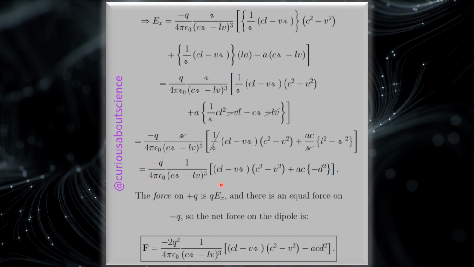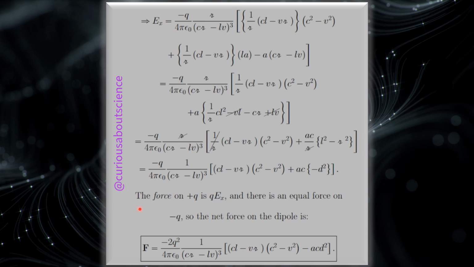Okay, so as you see, the evolution of trying to simplify this thing continues. But we see here that L squared minus R squared gives us a negative D squared via the Pythagorean relation. So we have that, and we're good there.